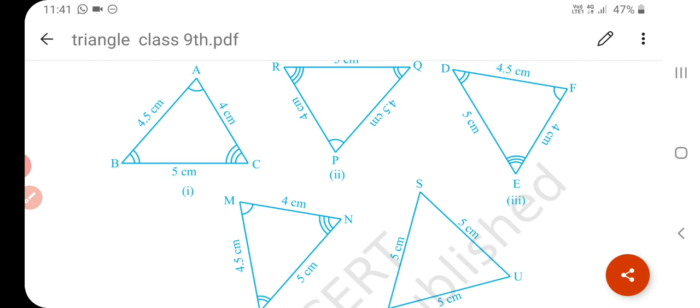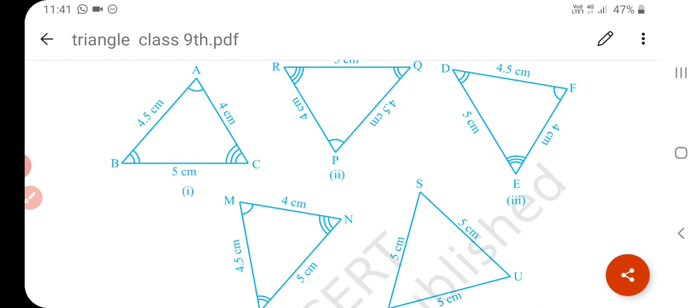And what are the corresponding angles? Angle M is corresponding to angle F, angle D is corresponding to angle R, and angle N is corresponding to angle E. Understand? So they are called corresponding sides and corresponding angles. The corresponding sides lie opposite to the equal angles, and the corresponding angles lie opposite to the equal sides.